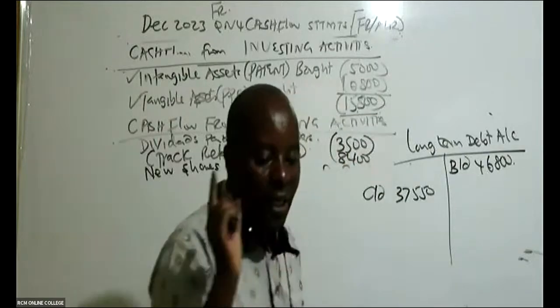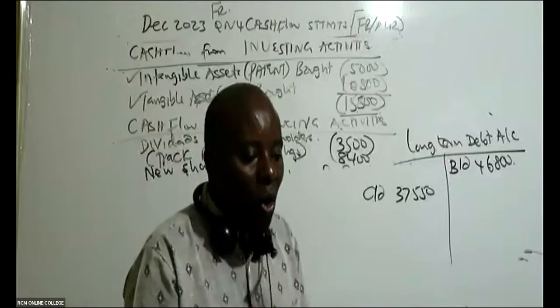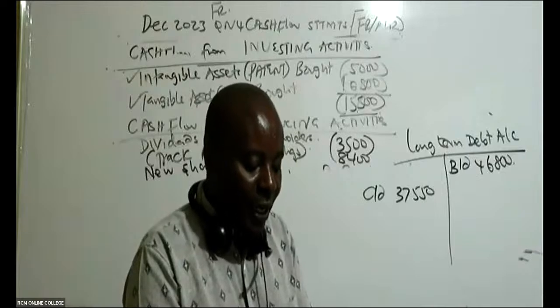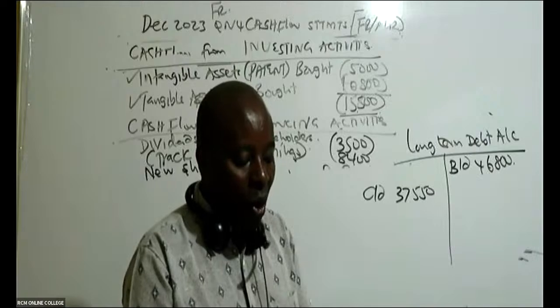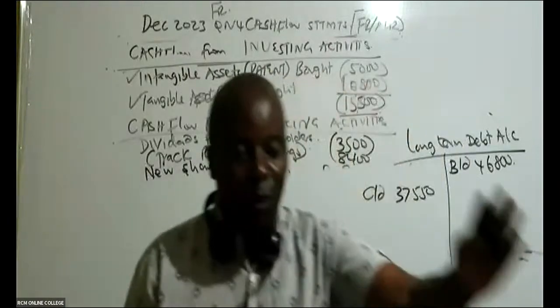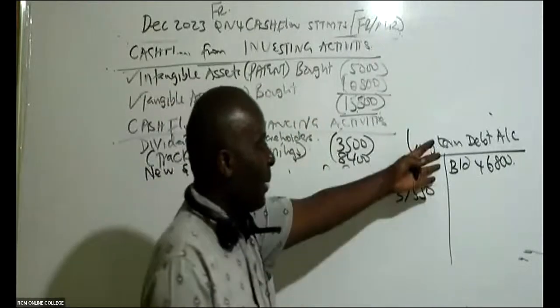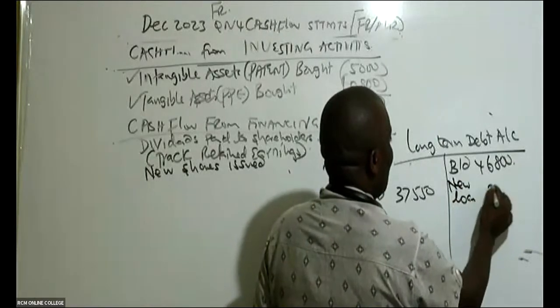And then in the year, we are told that we issued new loan notes. Are you able to see note number 3, where they're saying that the company repaid some borrowings which had matured during the year and issued new loans amounting to 3,000? Is there somebody who is able to see that note? We issued new loan notes. So in this case here, we have new loan, 3,000.